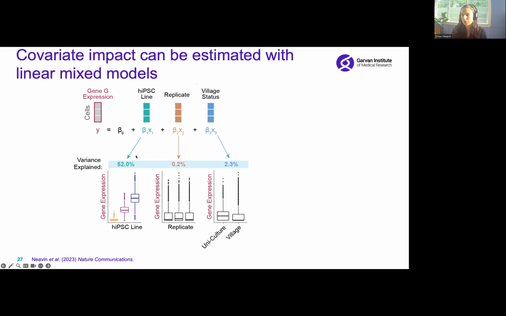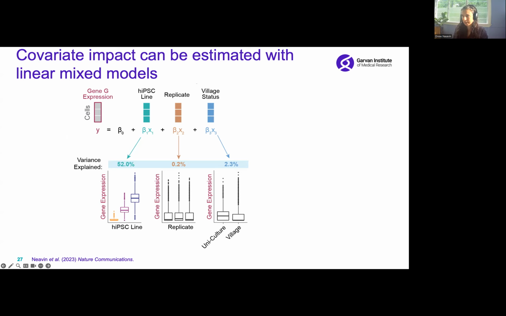And in doing this, we can identify the variance that's explained by these different variables. So on the bottom are figures of what this might look like. We have the stem cell line on the x-axis, gene expression on the y-axis, and here you can see about 50% of the variation in the expression of this gene seems to be attributed to the stem cell line. So we're seeing quite a large difference between our 3 stem cell lines here, but very little difference between our replicates and our uniculture versus our village. And so they make up a very small percentage of the variance of this gene.